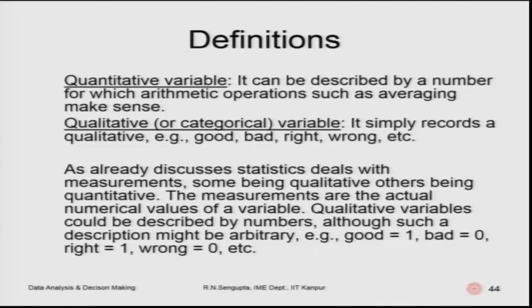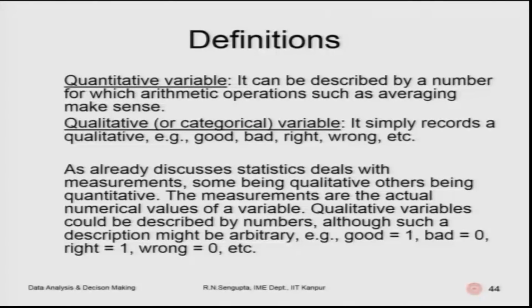So, we will consider a few definitions. Quantitative variables can be represented by a number on which arithmetic operations such as averaging would make sense. Qualitative variables would be the ones with simply some attributes. It simply records qualitative characteristics like good, bad, right, wrong, color wise, whatever it is.